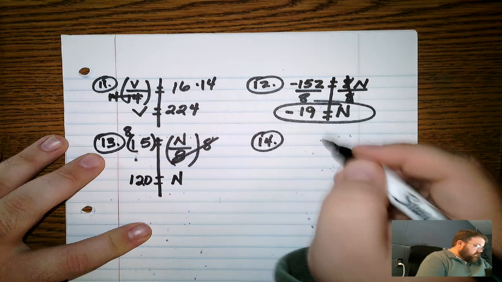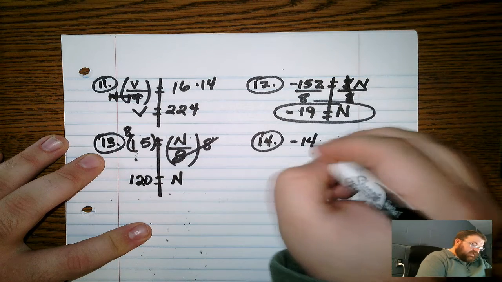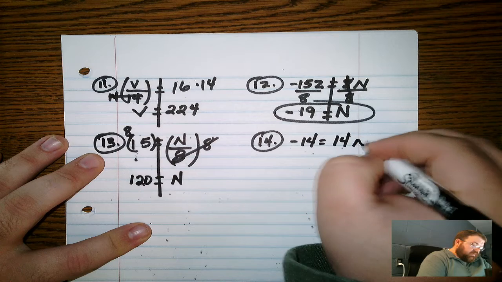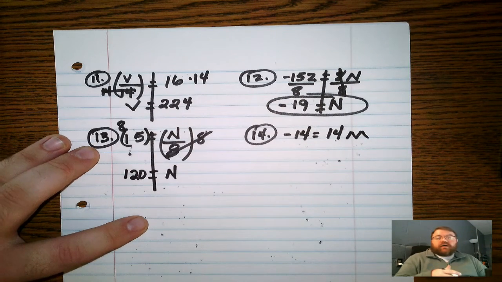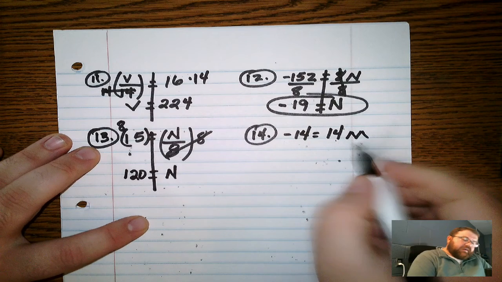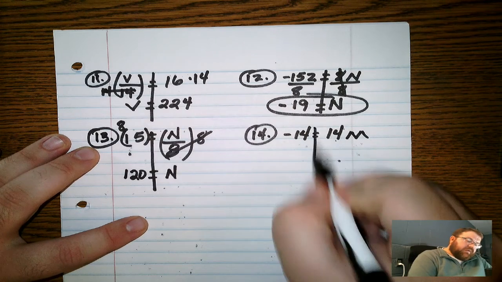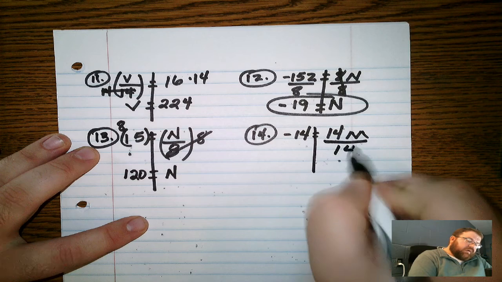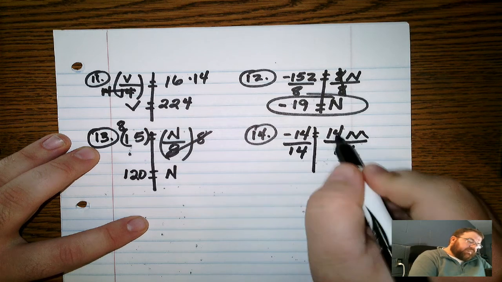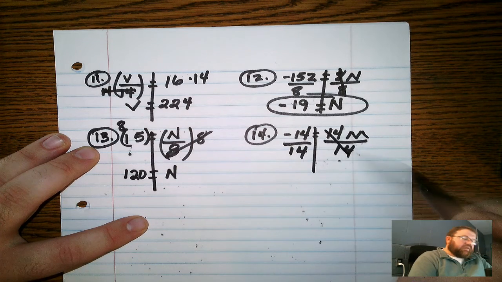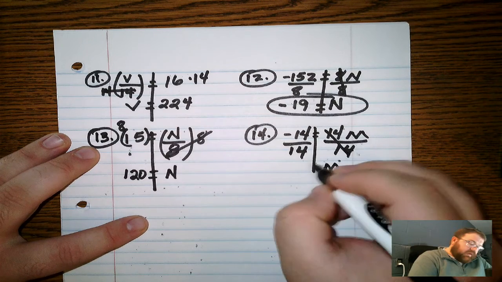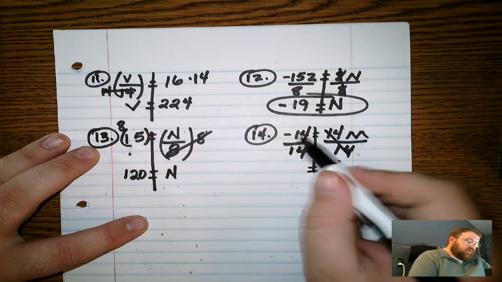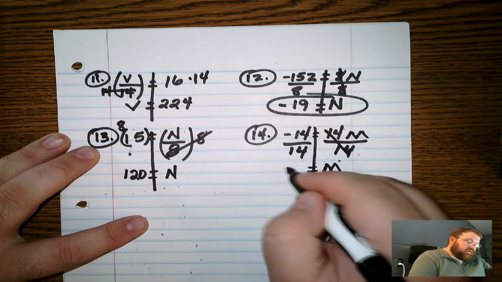Number 14 is negative 14 is equal to 14m. The 14 is trying to multiply the m. So I'm going to divide both sides by 14. 14 divided by 14 is 1. So the way we write 1m is simply m is equal to negative 14 divided by 14, which is negative 1.